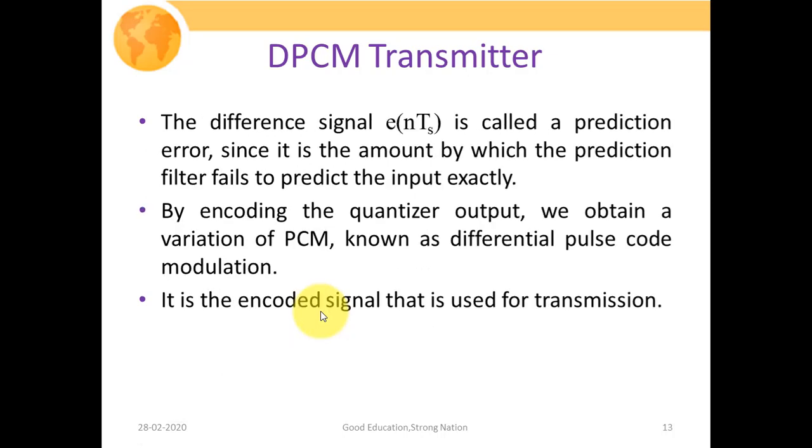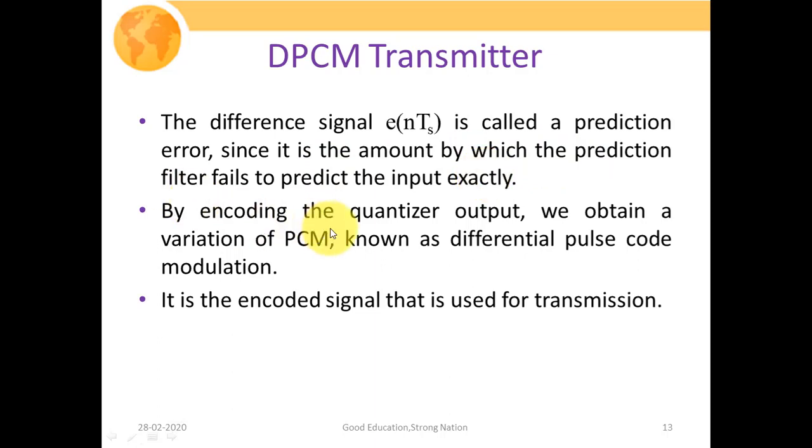So now again, what is the difference signal? The difference signal e of nTs is called the prediction error. If the predictor were able to predict the current sample value accurately, then the difference signal, or the error signal, will be 0. But since the predictor is only predicting the value with some probability of being correct, the amount by which the prediction filter fails to predict the input is termed the difference signal or the error signal.